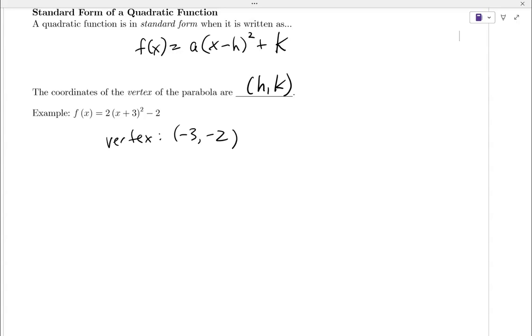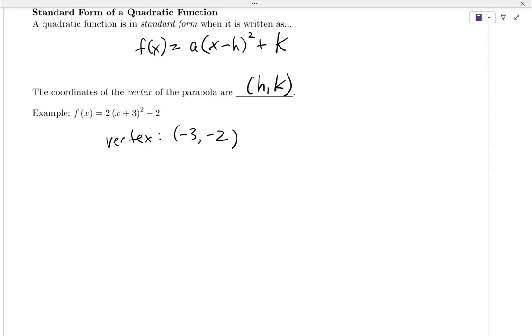So in the example we did right at the end of class last time, when we had x plus 3 on the inside, we think of that as x minus a negative 3. That's why negative 3 was the x coordinate of the vertex. We had minus 2 on the end, which we can think of as plus a negative 2, and that's why negative 2 was the y coordinate of the vertex.